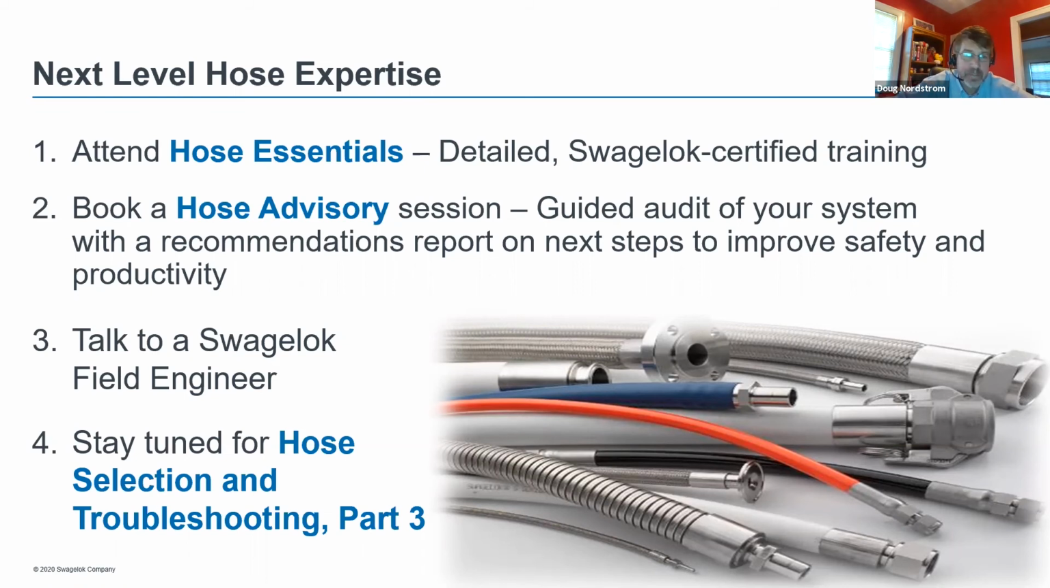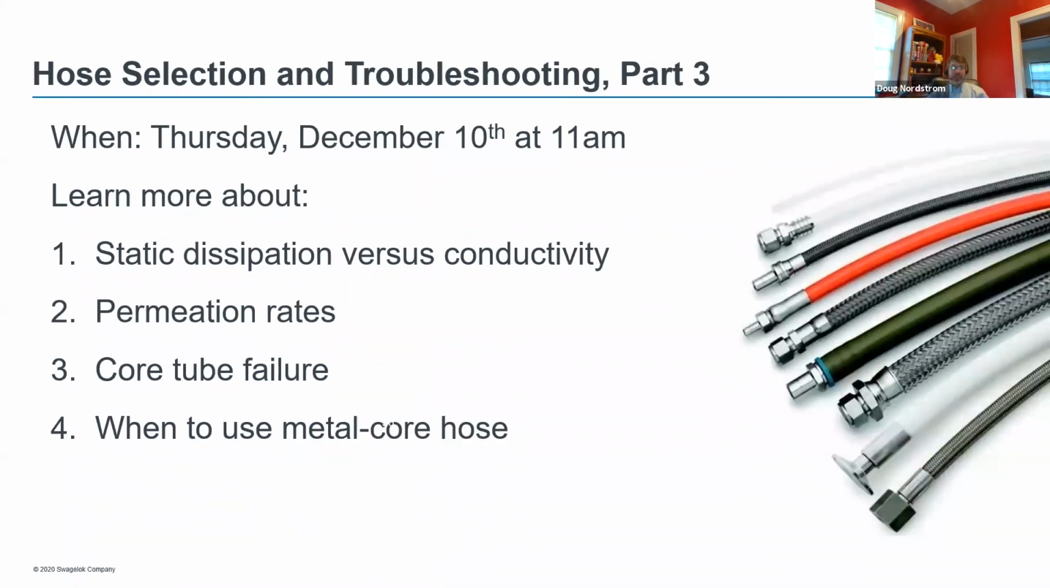And then of course, we're going to have session 3. It'll be December 10th at 11 a.m. Pacific time, I believe, right? We're going to go into more detail on static dissipation versus conductivity. That's a very misunderstood topic, so we're going to spend some time on that, go into a little more detail on permeation, and look at various core tube failures, including what happens with different metal hoses.